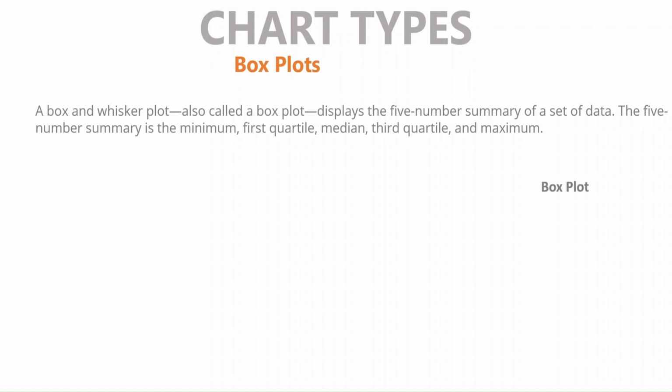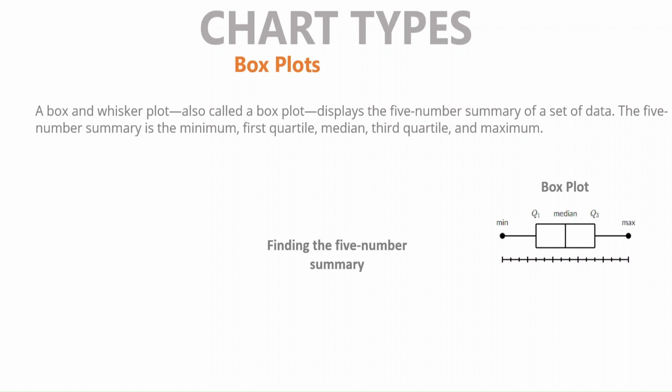So let's see why we first of all need box plots. This is how your box plot will look. You'll have a minimum value, a quartile 1, median, quartile 3, and maximum. And why do we need it? It is basically to understand the variation of our data.